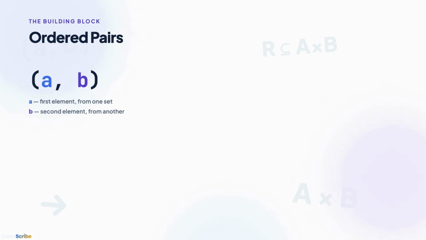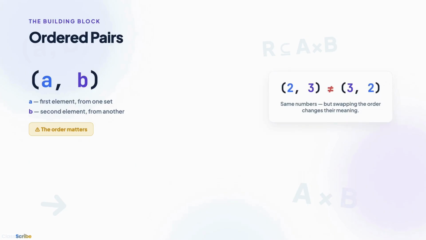An ordered pair is written in the form (a, b), where the first element belongs to one set and the second element belongs to another. The word ordered is important because the position of the elements matters. For example, the ordered pair (2, 3) is different from (3, 2). Even though both contain the same numbers, changing the order changes their meaning.